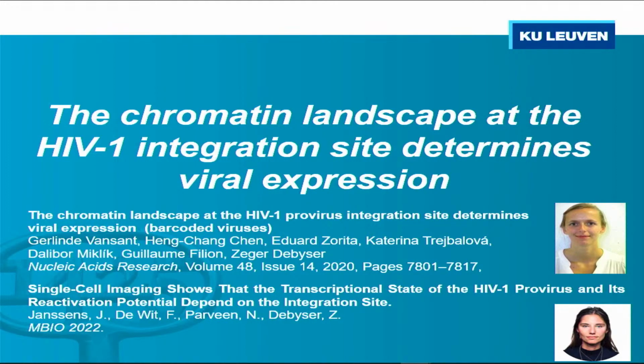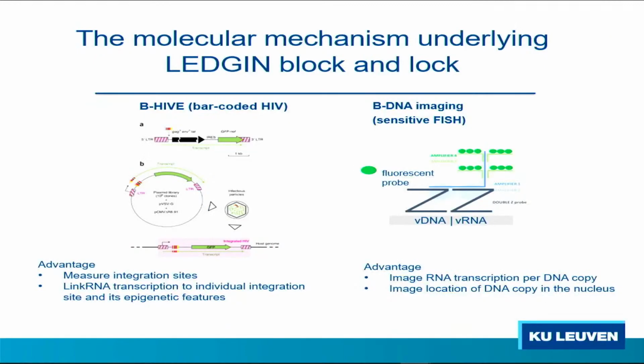So you've seen that we retarget integration from 70% to 50%, but this is not to the random control. And still, we have a very potent phenotype. So the phenotype is stronger than the genotype, so something else must be going on. And they used two different techniques.